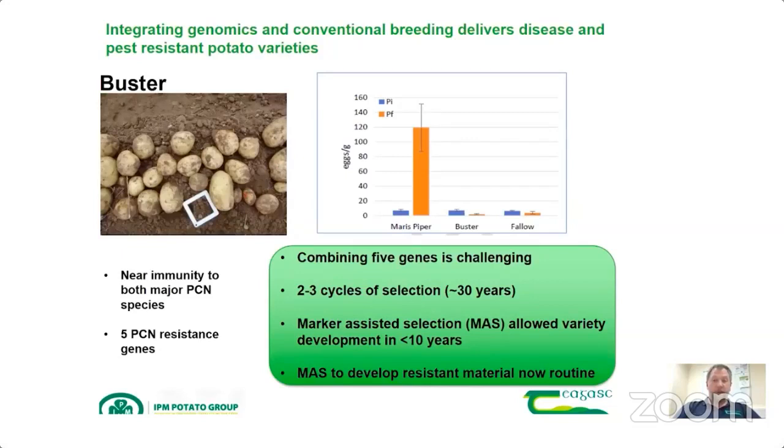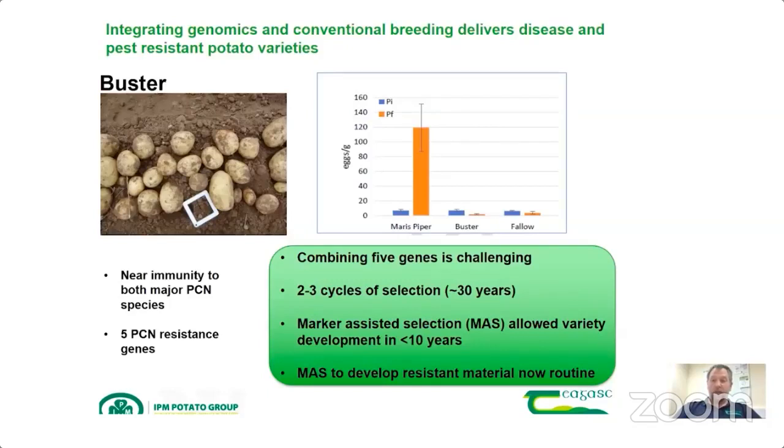Here's the recently released variety Buster. And as well as its excellent yield, one of the things that we're really excited about is that it's extremely resistant to both major species of potato cyst nematode, or eelworm. So here are the results of a field trial commissioned by IPM in the UK, where Buster and Maris Piper were planted in nematode-infested soil.